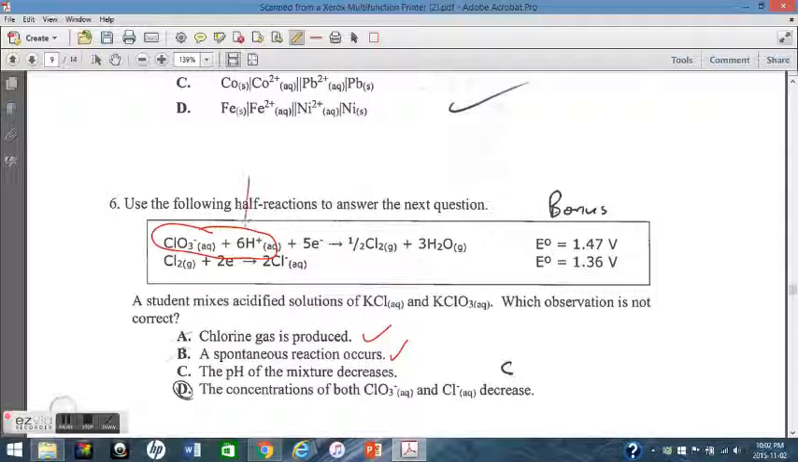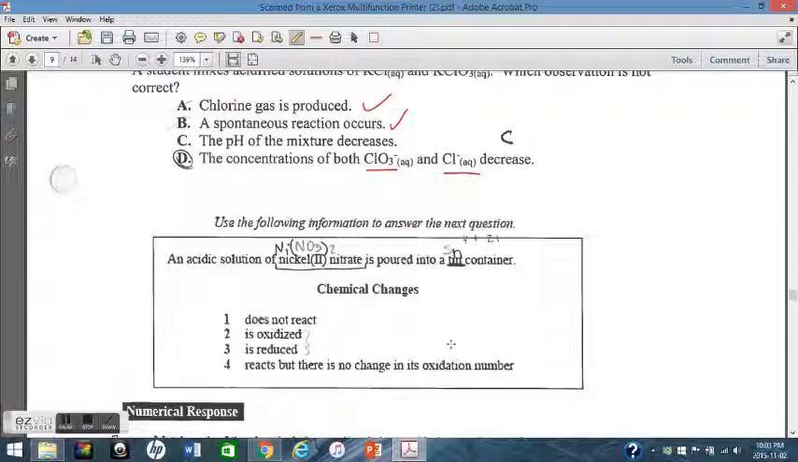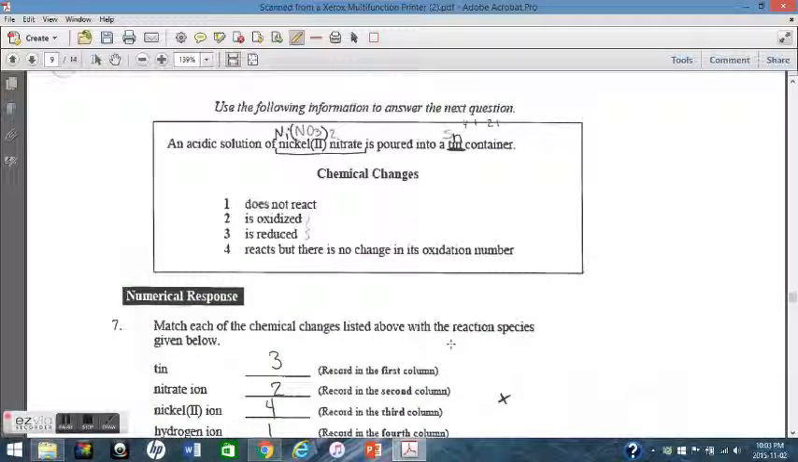pH decreases. Well, in fact, no, the pH is going to increase because we're using up H+, which means it's becoming less acidic. And the concentrations of chlorate and chloride, these ones will both decrease, because again, when we flip this, both chloride and chlorate are used up in the reaction.